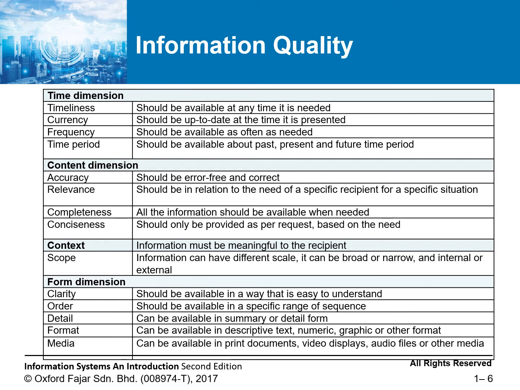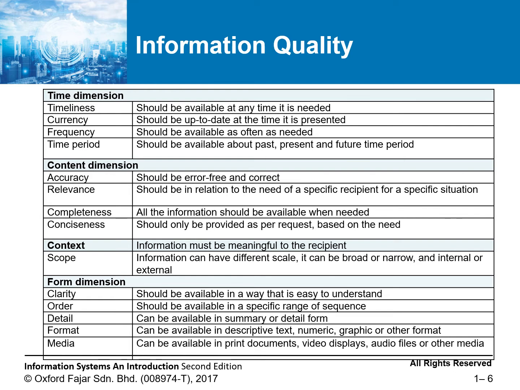And the third one is context. This context is in the content dimension also, actually. For context, the information must be meaningful to the recipient. And the last one is scope. So in the content dimension there are actually six attributes, from accuracy to scope. Scope is information that can have different scale. It can be broad or narrow, and internal or external.